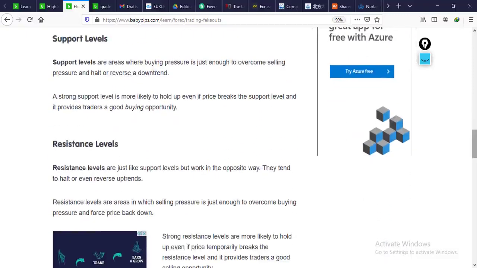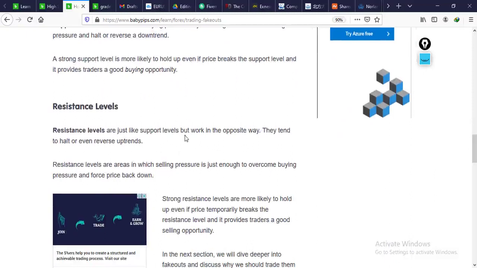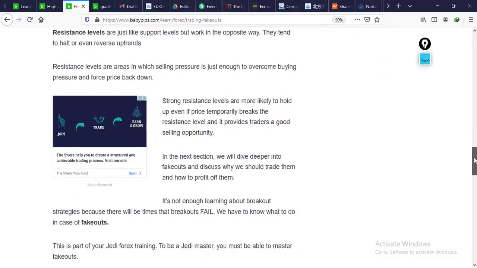And also, resistance levels are the same way. They are also an area where price is just strong enough to overcome the buying pressure and force price to break and fall back down. So strong resistance levels are more likely to hold up even if the price temporarily breaks the resistance level, and it provides traders a good selling opportunity.